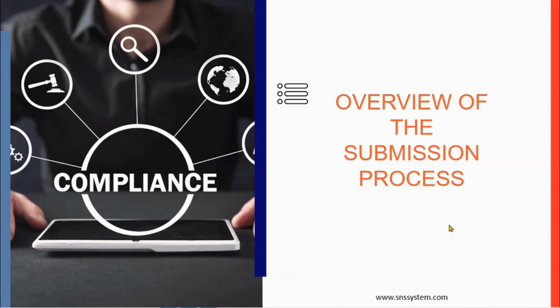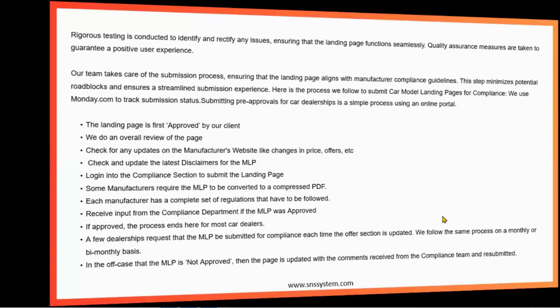Start by accessing the compliance submission portal or the designated system provided by the manufacturer. We have to double check all the key elements of the page before submitting it for the next step. A final review can save time and prevent unnecessary rejections. Here is the overview of the submission process.